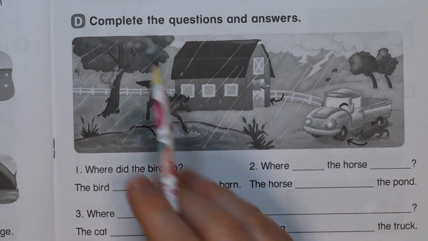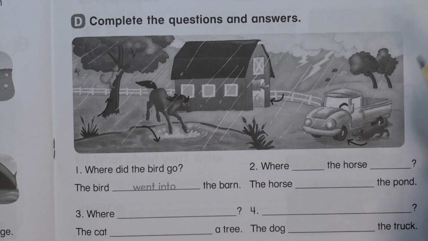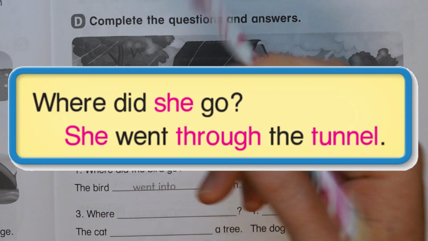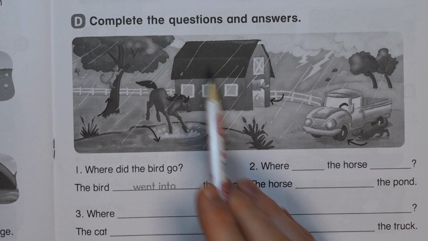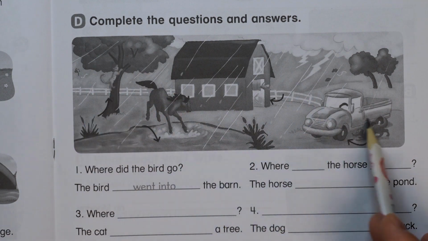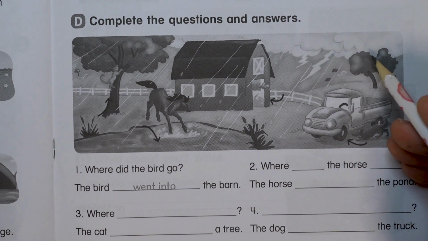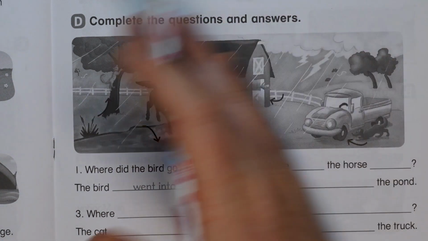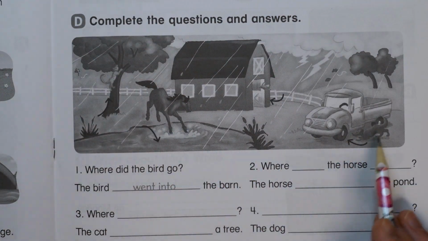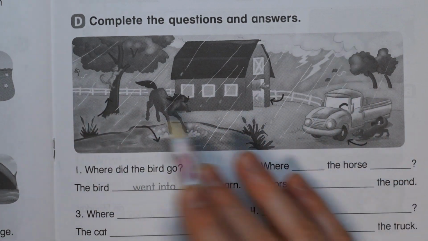And let's do part D. This is part D, and it says complete the questions and answers. So the question and answer pattern in your book looked like this. And in this case, we're going to change the he, she part to an animal. What's happened in the picture is all of these animals were out on the farm, and all of a sudden, it started to be stormy. So it started to rain, it started to have lightning and wind. So the animals are all running away to get to a safe spot. And we should tell where each animal went.